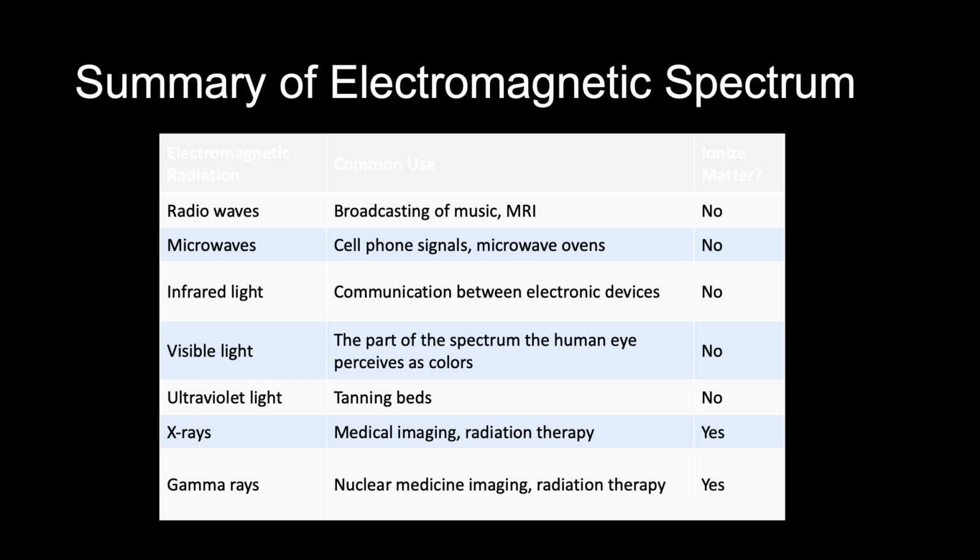All of these are members of the electromagnetic spectrum, but each behaves differently depending on its energy. And none has the ability to ionize matter except for X-rays and gamma rays.